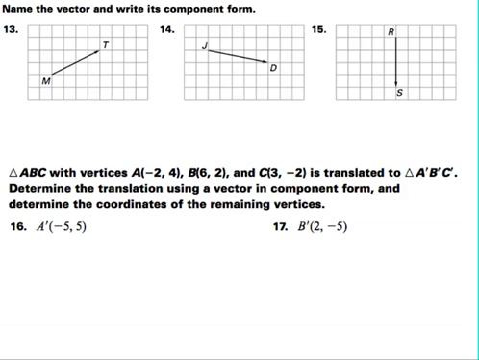Next thing, we're going to name the vectors and then write each component. We'll just name the vectors for each one of these. We start at M and we go in the direction of the arrow. So this is going to be MT. We draw a half arrow above it. In this case, we start at J and go in the direction of D. So this is vector JD.